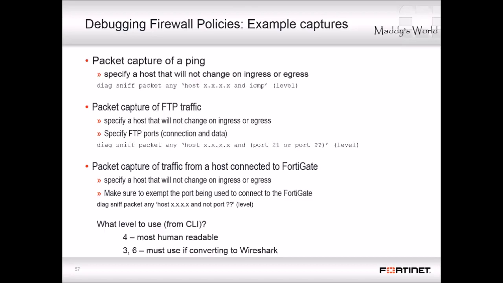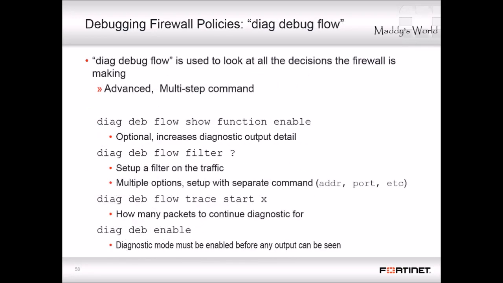For converting to Wireshark, you can use either 3 or 6. There is no difference in terms of what gets converted. Sometimes you want to get a look at the decision-making process. To do this, you need to use the command diag debug flow. It's more of an advanced command and requires several steps to set up properly.